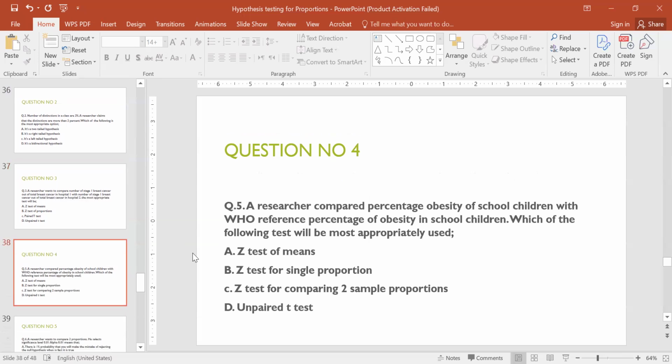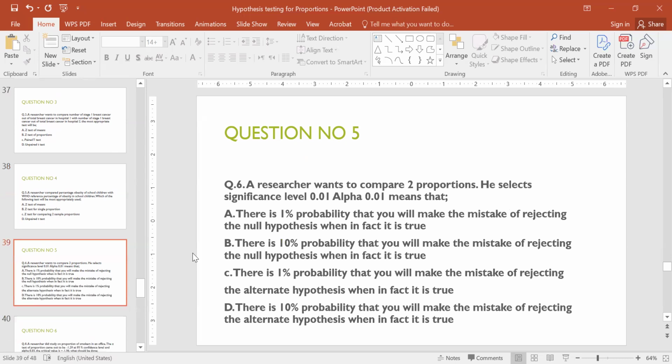Question number 4, a researcher compared percentage obesity of school children with WHO reference percentage of obesity in school children. Which of the following tests will be most appropriately used? Option A, z-test of means. Option B, z-test for single proportion. Option C, z-test for comparing two sample proportions. And option D, unpaired t-test. Yes, option B, there is only a single proportion over here.